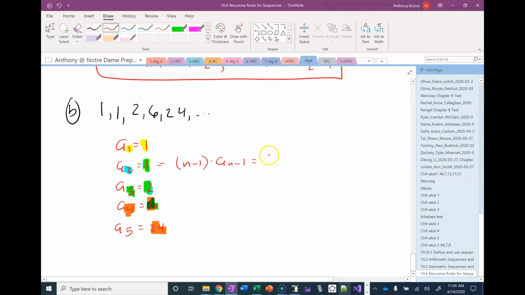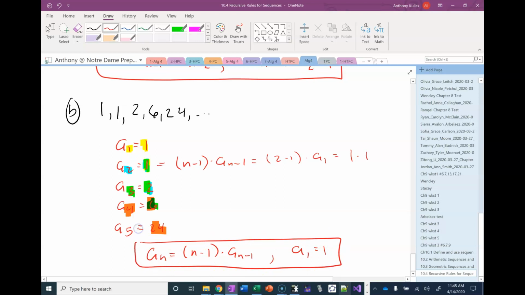So that would be n minus 1 times a sub n minus 1, which is, for example, 1 times 1. And if I continue that on, that is exactly what's going on. Now this was a tough one because it involved both n and a sub n minus 1, the previous term. And we do need one initialization because we're only depending on one term. So our first term here is 1. So there's my final answer.